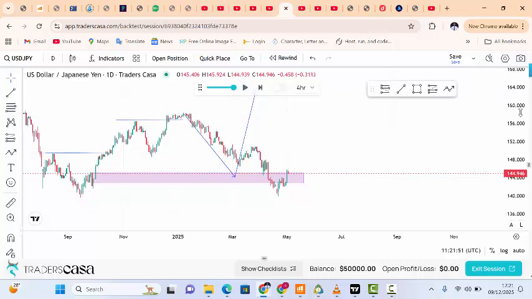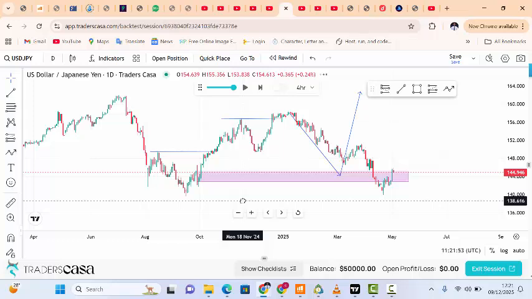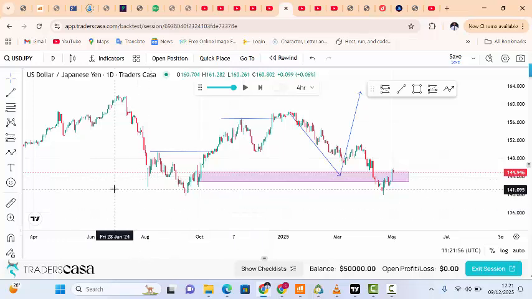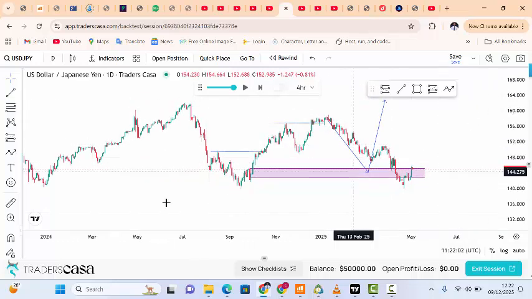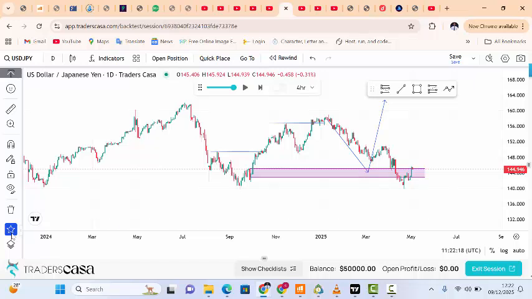Now let me show you something. This is the daily time frame, right? Yeah, that's the daily time frame. Please hold on. I need to make this full screen. Hold on. Please hold on. There's this full screen. Okay. They don't have it in Traders Casa.